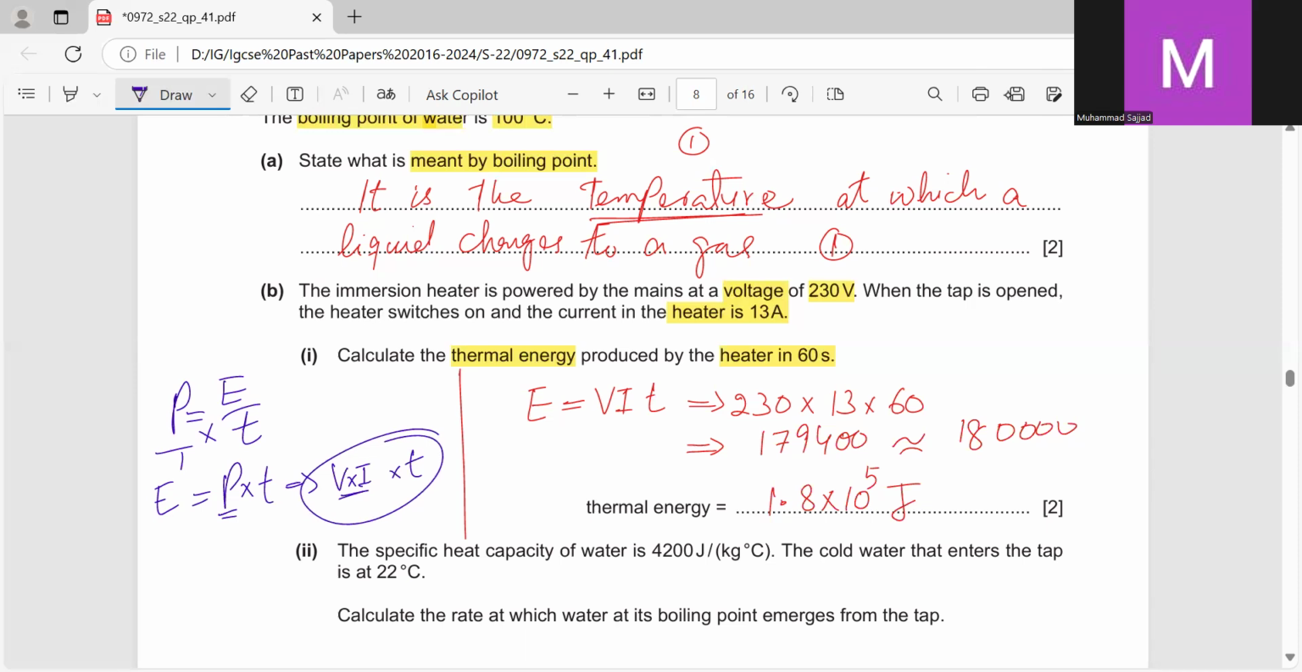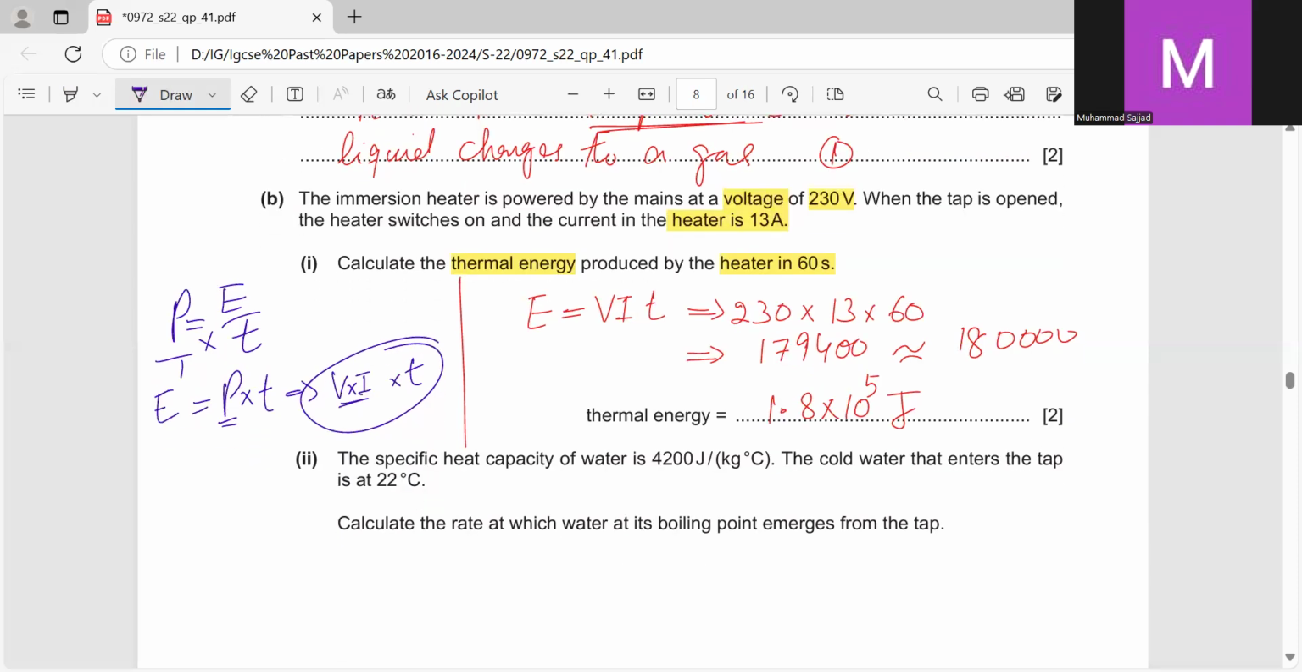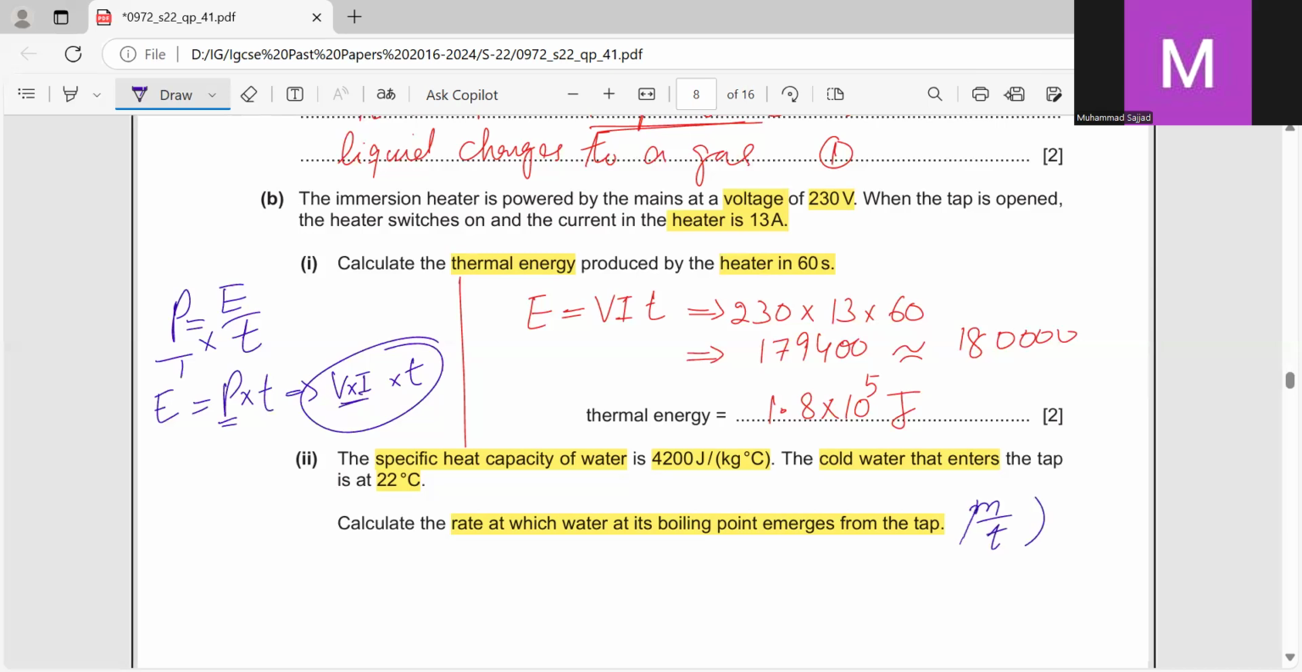Now, the next part is a bit tricky and, you can say, complicated. The specific heat capacity of water is 4200 joules per kilogram per degree Celsius. The cold water that enters the tap is at 22 degrees Celsius. So calculate the rate at which water at boiling point emerges from the tap. My dear friends, basically, it is mass per unit time that we actually need to calculate.